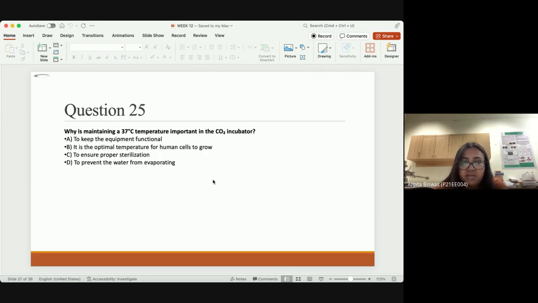Why is maintaining a 37 degrees centigrade temperature important in the CO2 incubator? First, to keep the equipment functional. Second, it is the optimal temperature for human cells to grow. Third, to ensure the proper sterilization. And option D is to prevent the water from evaporation. So try to find out the right answer. Why is maintaining a 37-degree temperature important in the CO2 incubator?